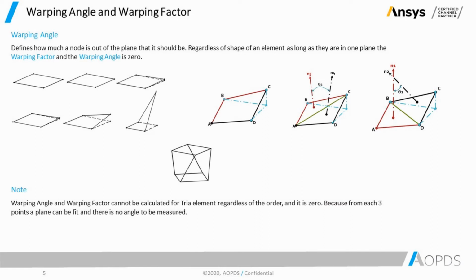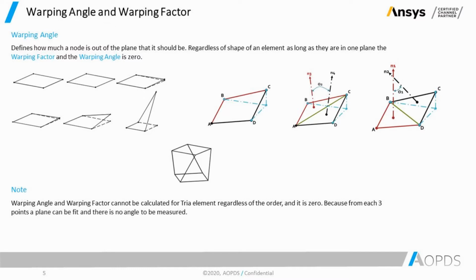Note, warping angle and warping factor cannot be calculated for a tri element, regardless of the order, and it is 0. Because from each 3 points, a plane can be fit, and there is no angle to be measured. This is pretty important. If you use other software other than Ansys, let's say HyperMesh, if you have a second order tri element, if you try to measure the warping, or as HyperMesh calls it, warpage, it is going to show it 0.